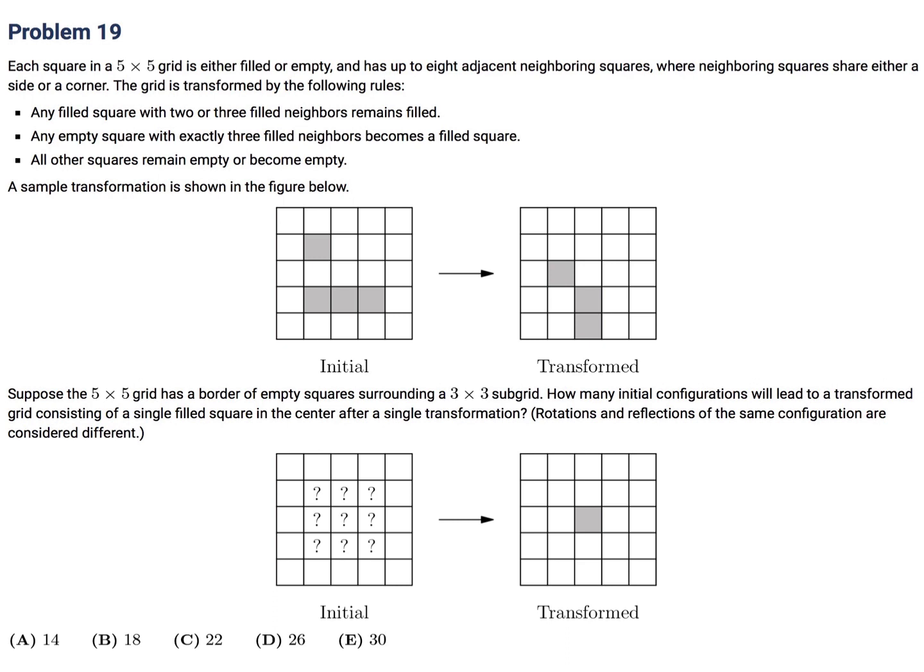Each square in a 5x5 grid is either filled or empty and has up to 8 adjacent neighbor squares, with neighboring squares sharing either a side or corner. The grid is transformed with the following rules. Any filled square with 2 or 3 filled neighbors remains filled. Any empty square with exactly 3 filled neighbors becomes a filled square. All other squares remain empty or become empty. So here's an example transformation. And they're saying find what it should look like here so that when it's transformed, it looks like that.